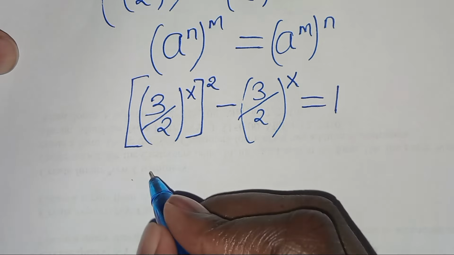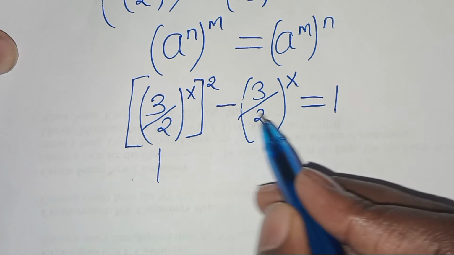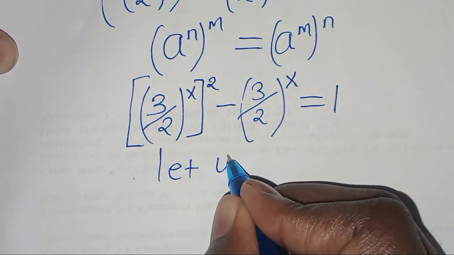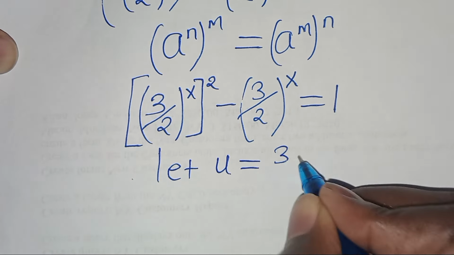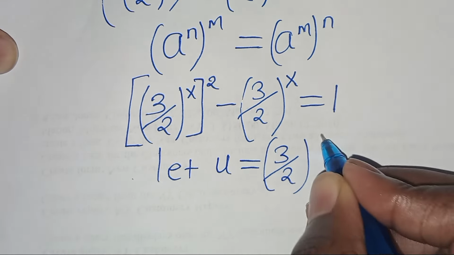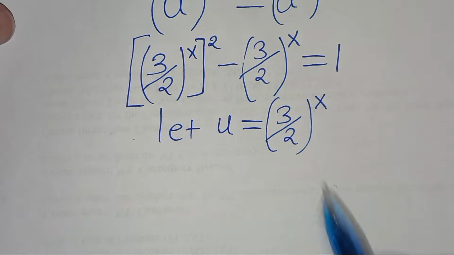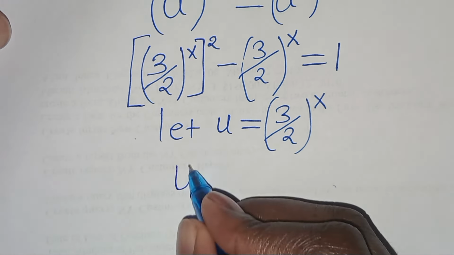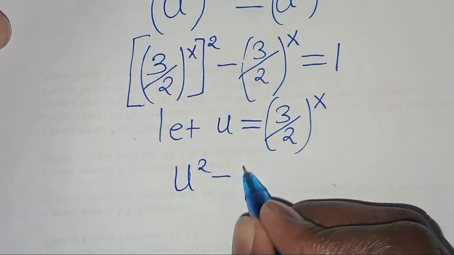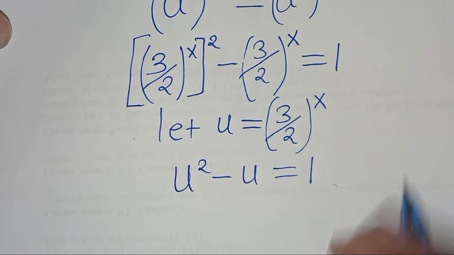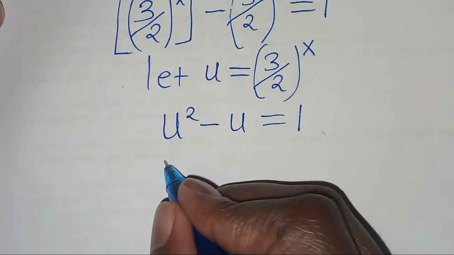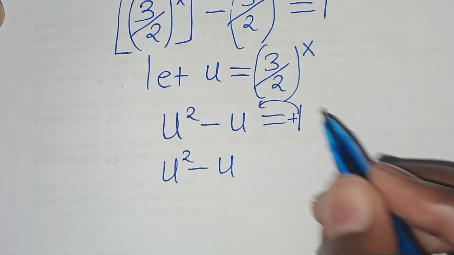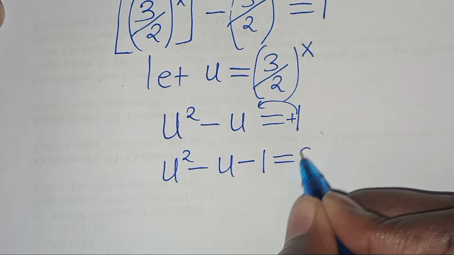So the next step from here, we have 3 over 2 raised to the power x here and 3 over 2 raised to the power x. So we can let u be equal to 3 over 2 raised to the power of x. Let's substitute u where we have 3 over 2 raised to the power x, so that we have u squared minus u. This is equal to 1. So here we have u squared minus u. Let's take plus 1 on the left hand side, so minus 1. This is equal to 0.